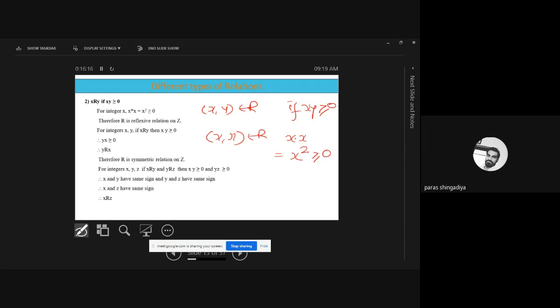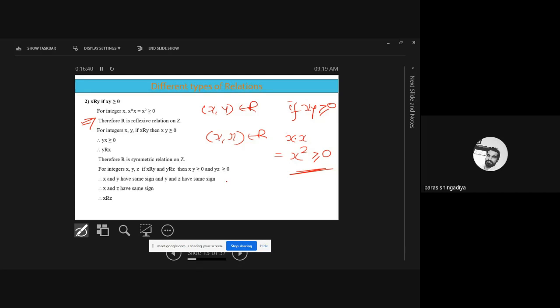That is obvious, clear. If you consider a negative value, then it also converts to a positive value by applying the square. So x square is always greater than or equal to 0, meaning it satisfies the relation. Therefore we can say that it is a reflexive relation. For every such x, (x, x) always exists in the relation.